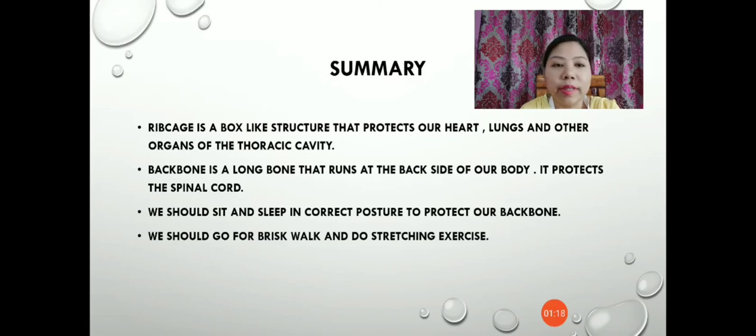Ribcage is a box-like structure that protects our heart, lungs and other organs of the thoracic cavity. Backbone is a long bone that runs at the backside of our body. It protects the spinal cord. We should sit and sleep in correct posture to protect our backbone, and we should go for a brisk walk and do stretching exercises in order to keep the health of our backbone good.